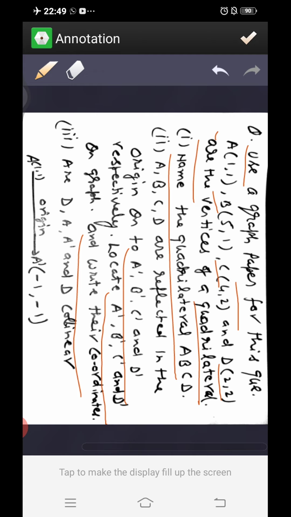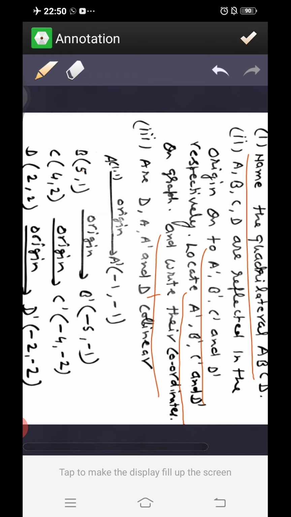Are D, A dash, D dash collinear? We have to tell this thing. Now let us see. Coordinates, first point A 1, 1, reflected in origin, so we get minus 1, minus 1. B coordinates 5, 1, B dash will be minus 5, minus 1. C coordinates 4, 2, so C dash will be minus 4, minus 2, and D is 2, 2, so D dash will be minus 2, minus 2.